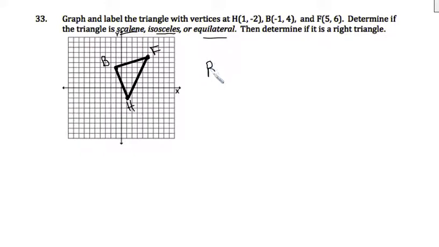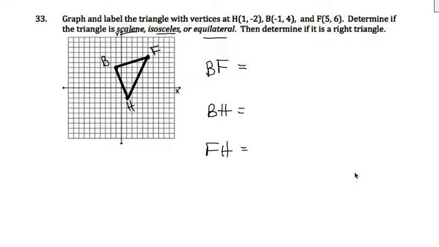So to organize my work, I'm going to list down, I'm looking for BF, I'm looking for BH, and I'm looking for FH. Now just looking at it, it appears to me that this could be isosceles because BF and BH might be the same, but FH looks very much longer to me than the other two. So let's start by finding BF and BH.